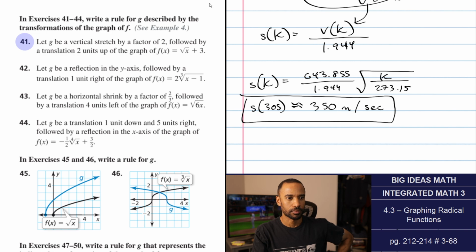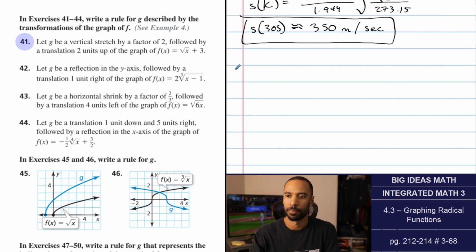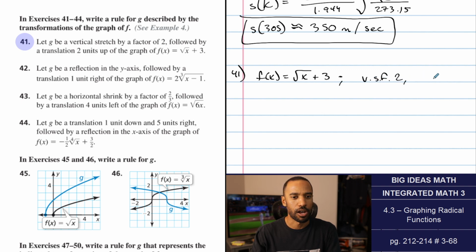Okay. Numbers 41 to 44. Write a rule for G described by the transformations of the graph of F. Let G be a vertical stretch by a factor of 2, followed by a translation 2 units up of the graph of F of X equals square root of X plus 3. The plus 3 is on the outside. So vertical stretch by a factor of 2, followed by a translation 2 units up.